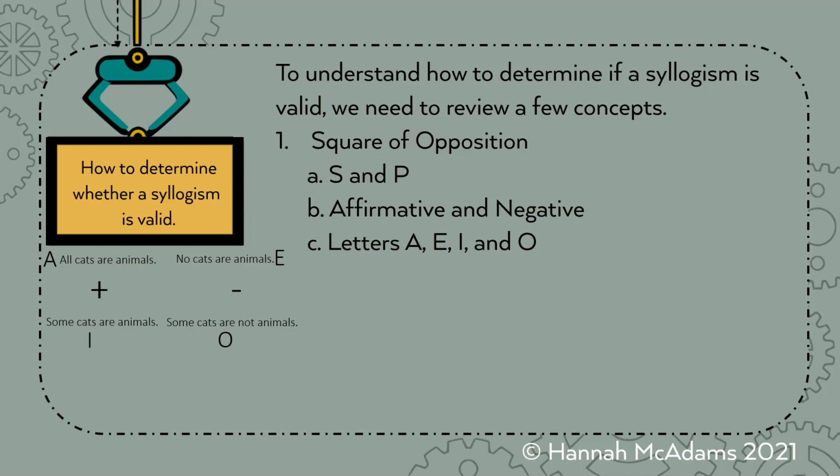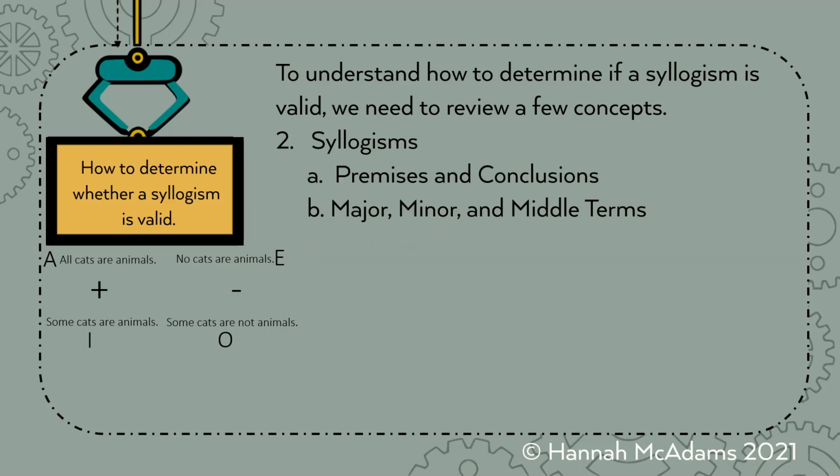So another way to remember is that the vowels A, E, I, and O go from the left to the right, top to bottom. So left, right, top, bottom. That's what I was trying to show you, but I had the animation wrong. Sorry about that. Okay, so we've talked about the square of opposition.